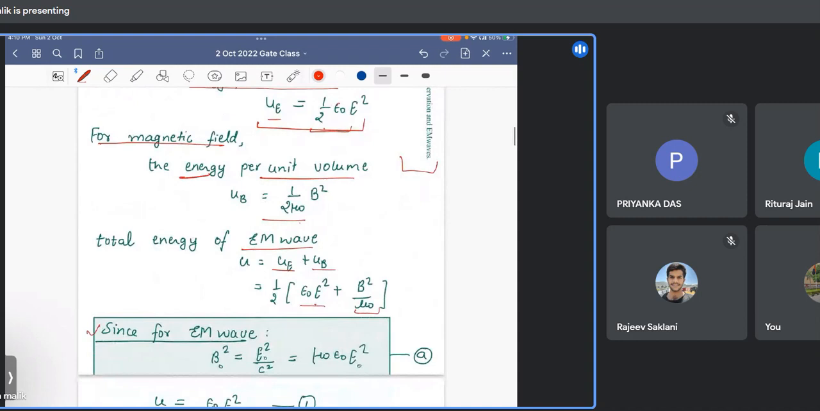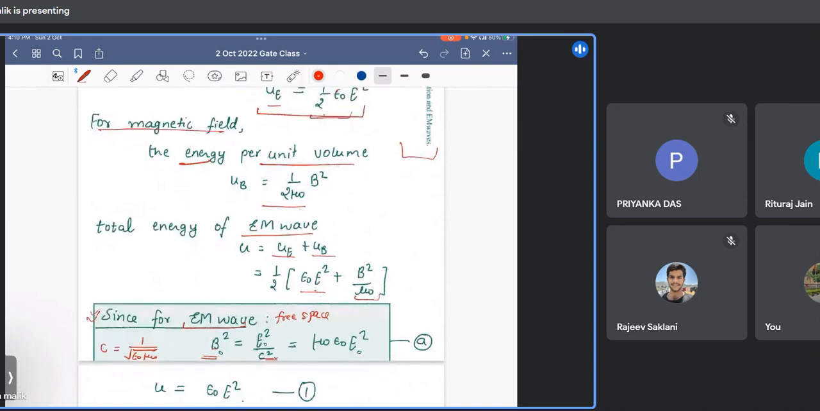This formula is valid for an electromagnetic wave in free space. In free space, the magnitude of the magnetic field is related to the magnitude of the electric field by B = E by C. So B naught square can be written as E naught square by C square, where C is the velocity of this EM wave, given by 1 by square root of epsilon naught mu naught. When we put in this value of C square, B naught square can be written as mu naught times epsilon naught E naught square.